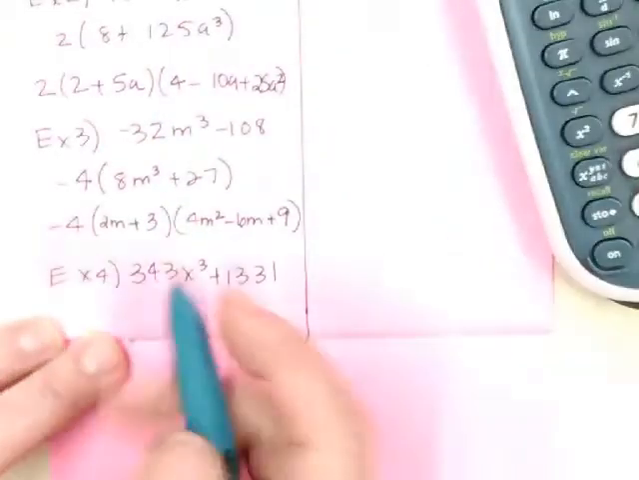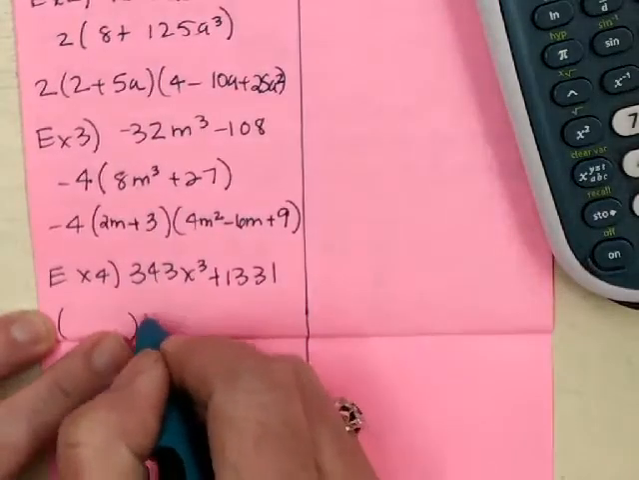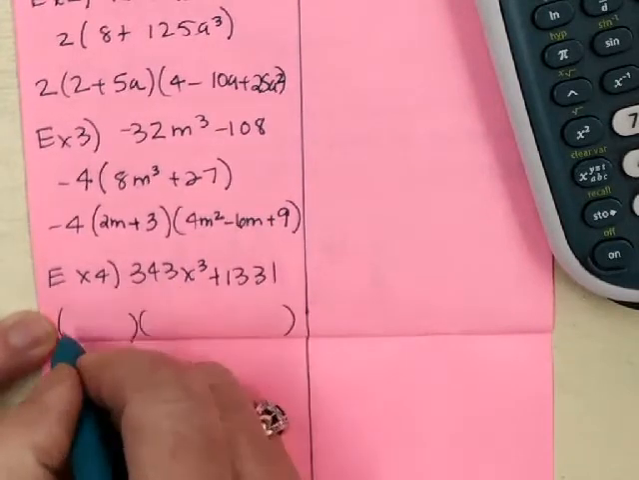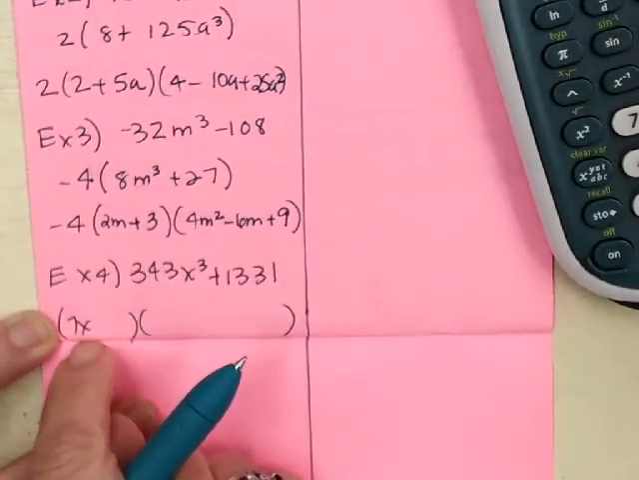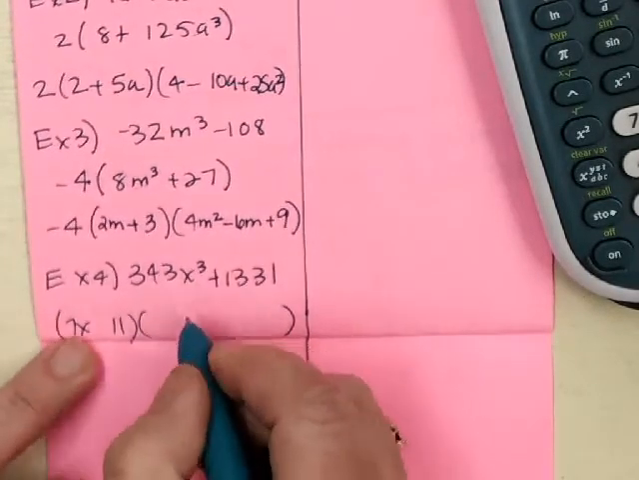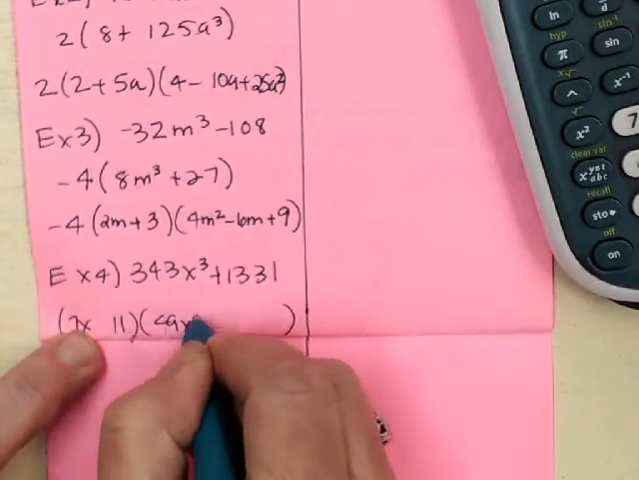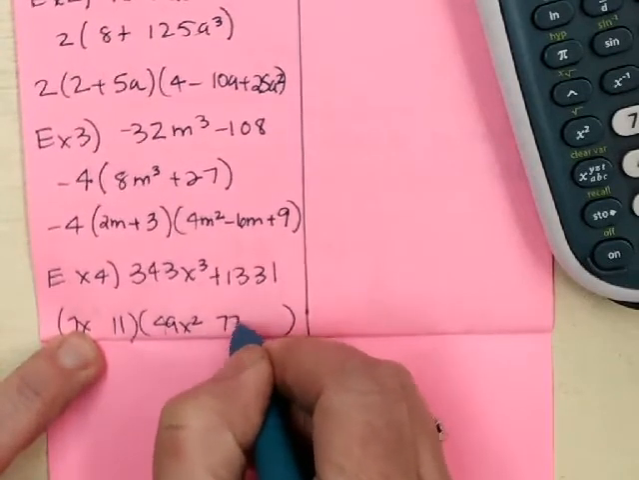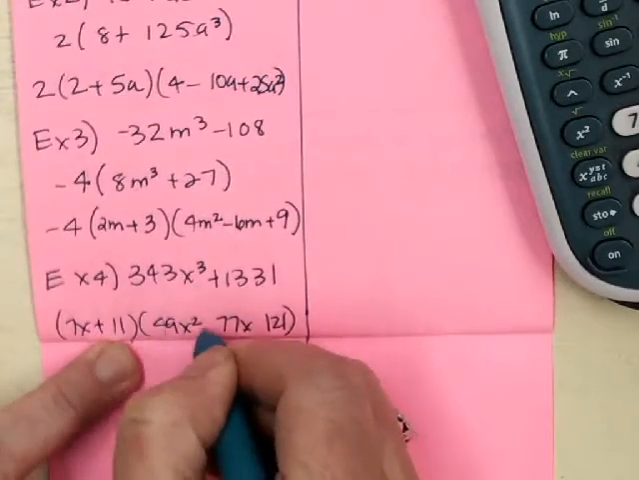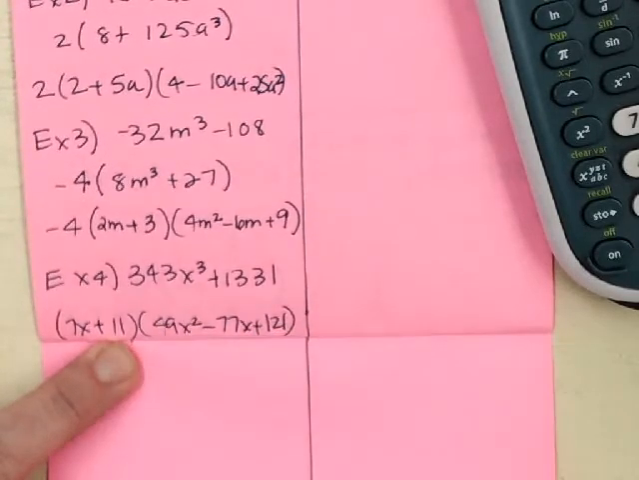So, binomial times a trinomial. The cube root of 343x cubed is 7x. The cube root of 1331 is 11. You square the 7x, you multiply the two together, you square the 11. Your signs are plus, minus, plus. That's it. That's all there is to it.